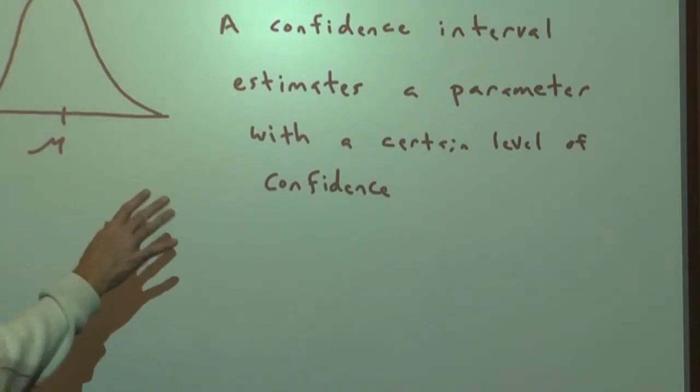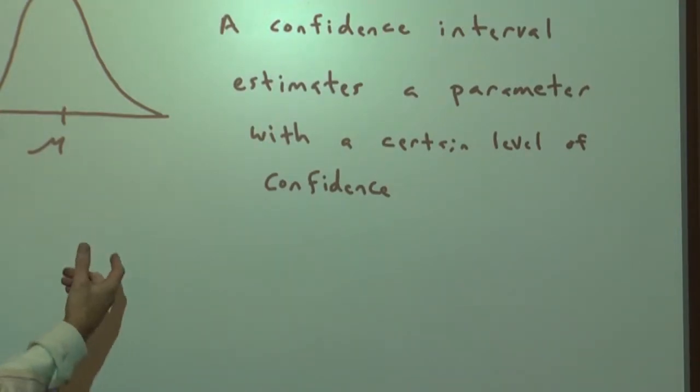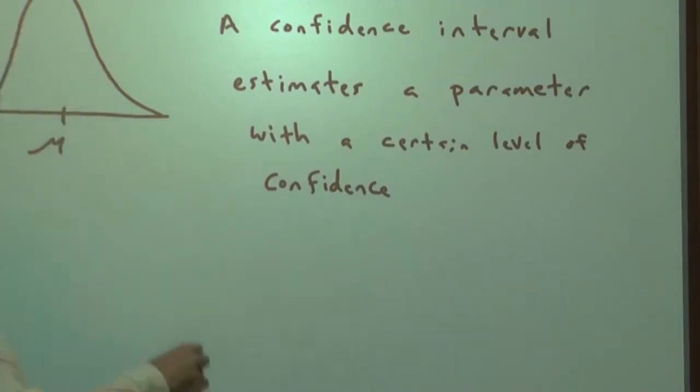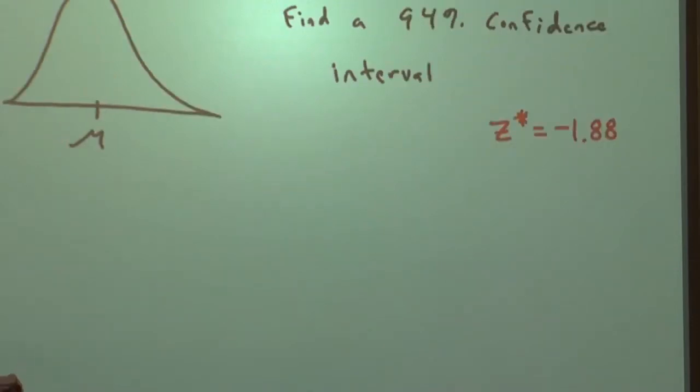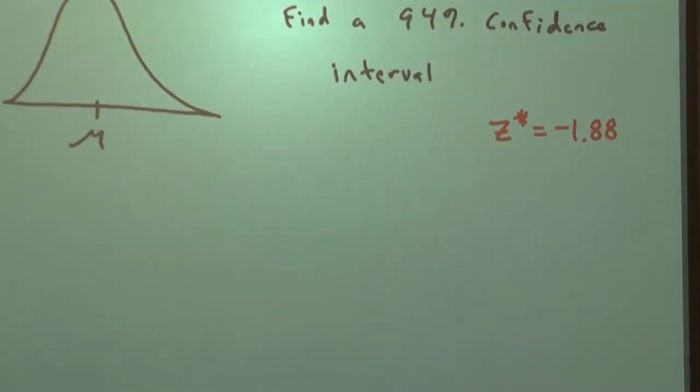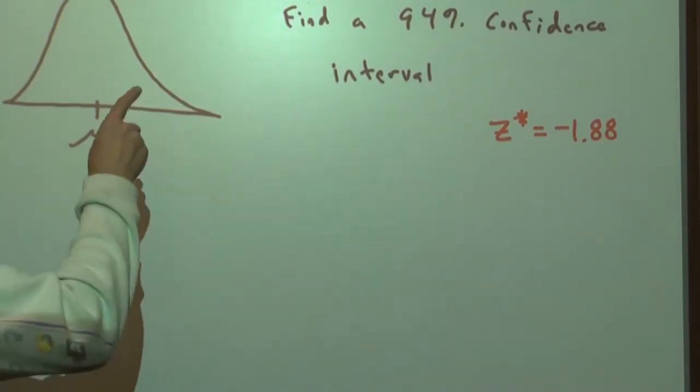So if we're going to do a confidence interval, we're going to estimate a parameter with a certain level of confidence. So we're going to say we want to figure out what that guy is. Are we going to do it with 95% confidence? Whatever. Let's say we're going to do a 94% confidence interval for a population mean. Then here's how this works.